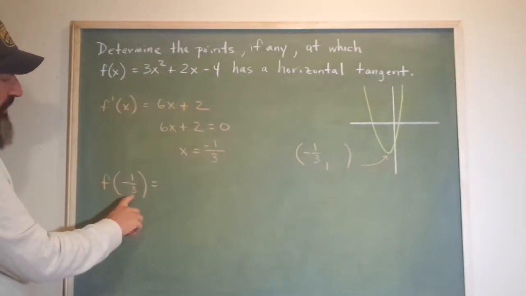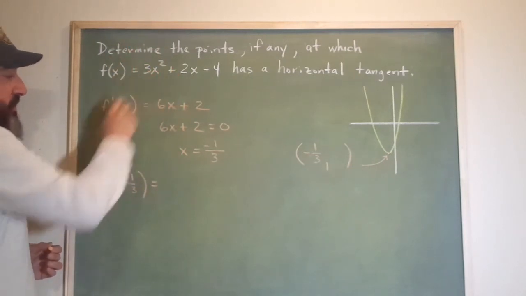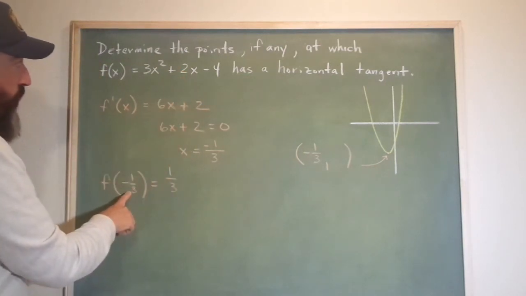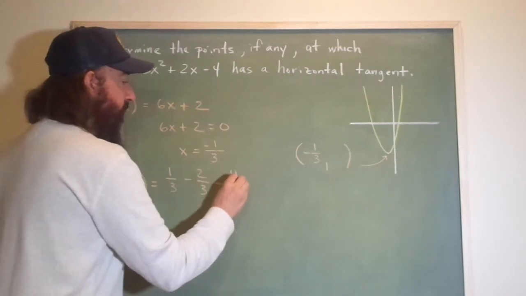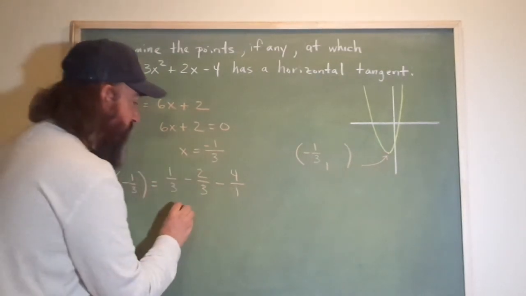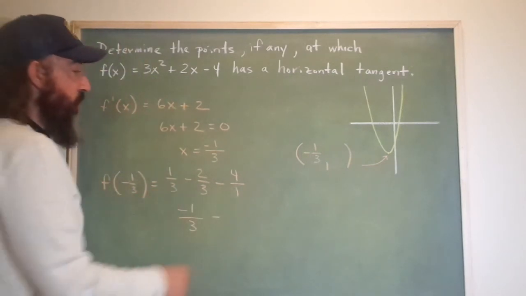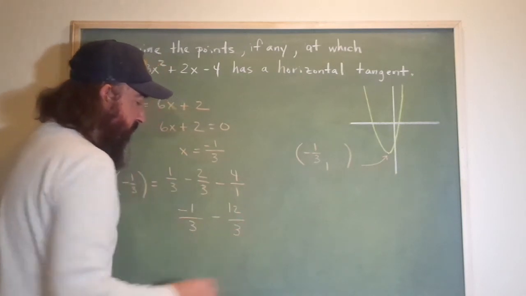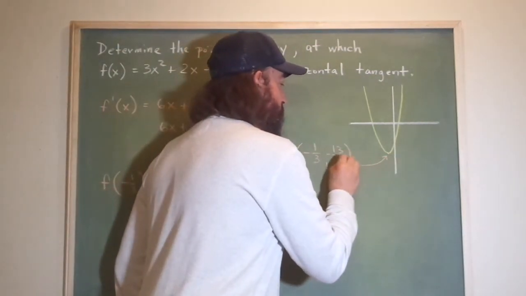So what is f of negative 1/3? Well, negative 1/3 squared is 1/9, and 3 times 1/9, well, that would be 1/3. And then 2 times negative 1/3 is negative 2/3, and then I'll subtract 4, might as well write it as 4 over 1. 1/3 minus 2/3 is negative 1/3, and then I'll subtract, and I might as well get a common denominator over here. 4 over 1, if I want to have a denominator of 3, would be 12 over 3. So negative 1/3 minus 12/3 is negative 13/3.